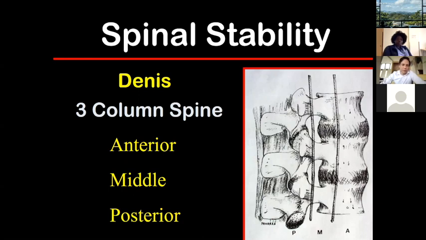So in terms of the three-column classification system put together by Dennis, you have the anterior, the middle, and the posterior column. The anterior is the anterior two-thirds of the vertebral body. The middle is from the posterior one-third of the vertebral body through the canal. And the posterior encompasses the posterior longitudinal ligament, facet capsules, and the interspinous ligament.